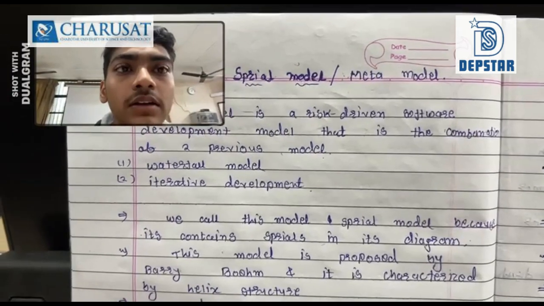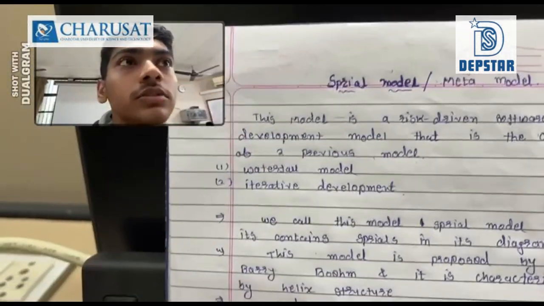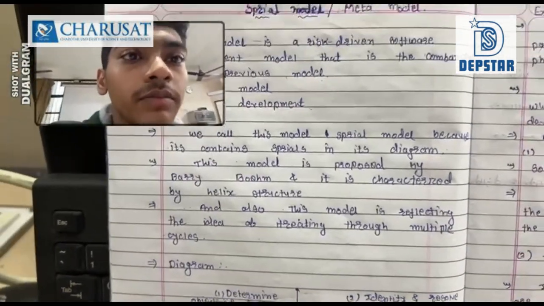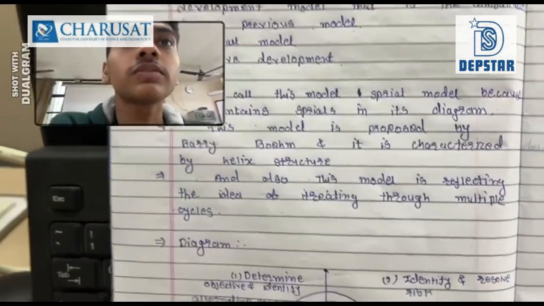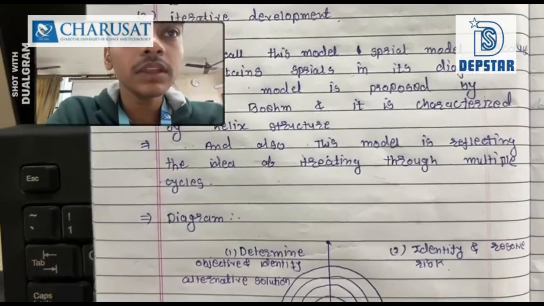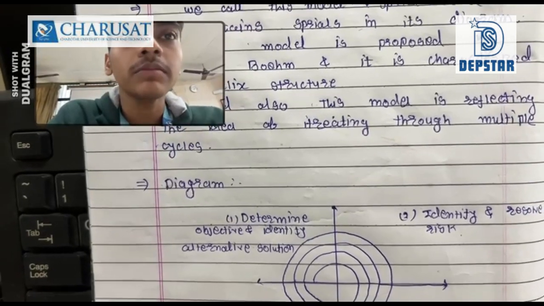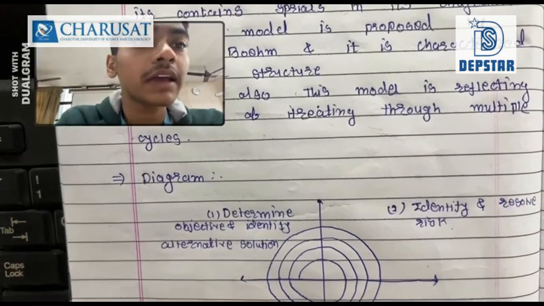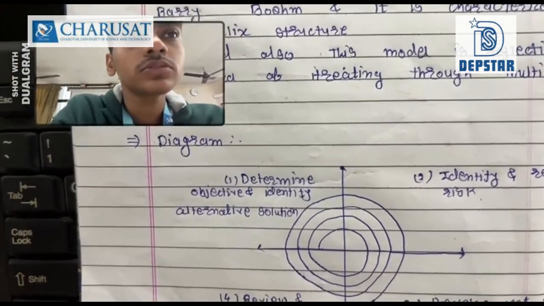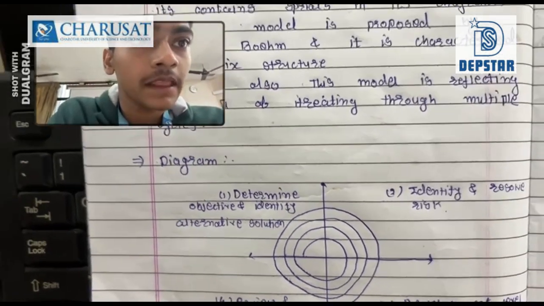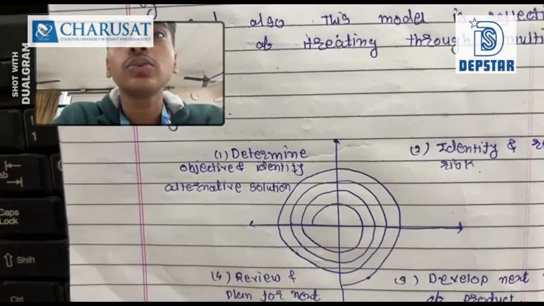Why do we call these two models by these names? This model is elaborated further. We call this method the spiral model because its diagram consists of a spiral. This model was proposed and founded by Barry Boehm, and it is characterized by a helix structure, or spirals, reflecting the idea of iterating through multiple cycles.